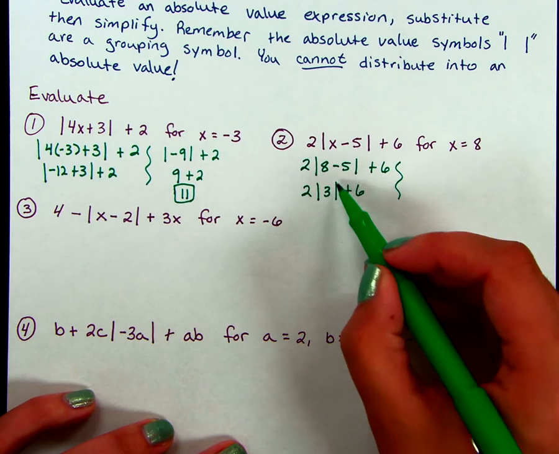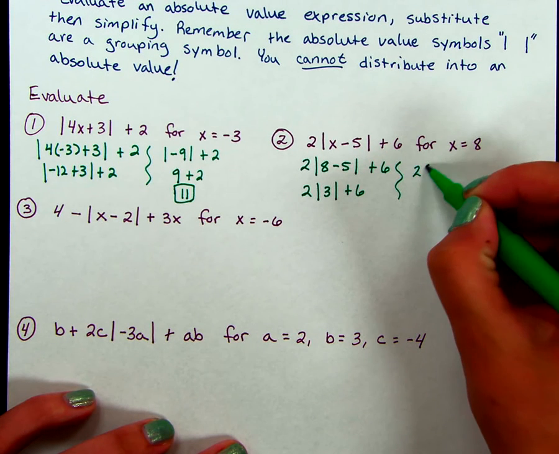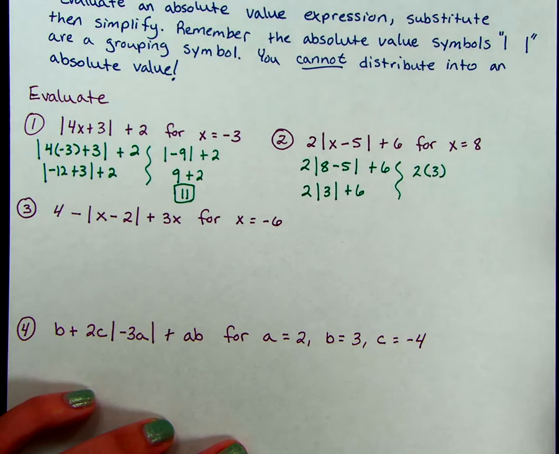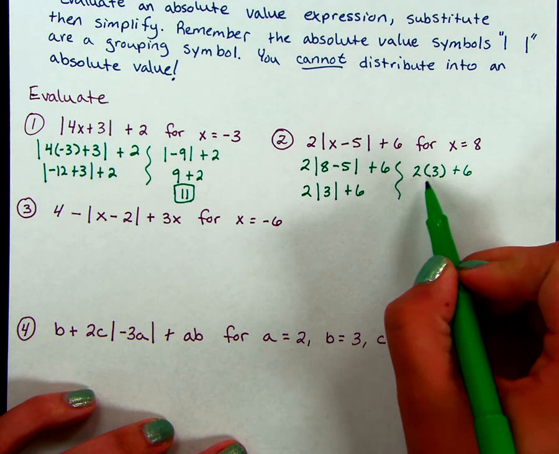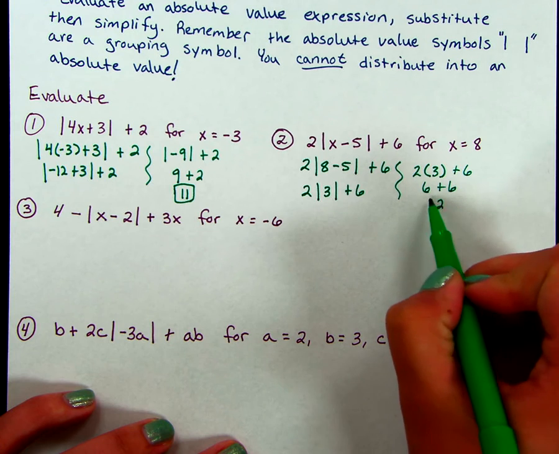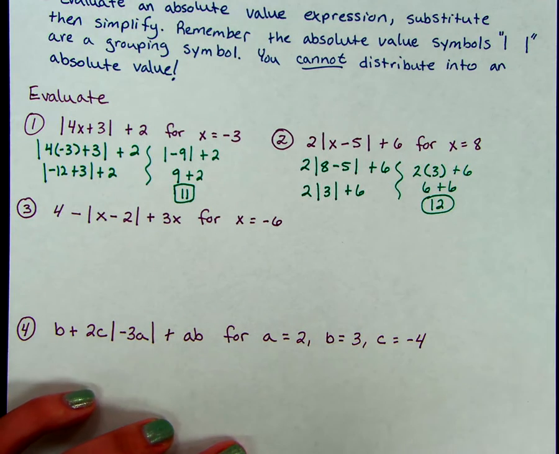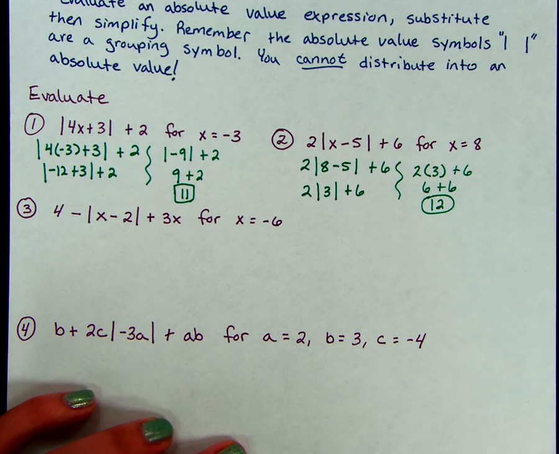So now this is going to switch to be parentheses because we've taken the absolute value of it. So 2 times 3 in parentheses plus 6. 2 times 3 is 6. And then if we add another 6 to it, we get 12 for our final answer. So again, you are not allowed to distribute into that absolute value sign. It's not going to get you the same answer every time. In some cases, yes, it will work, but in most cases it will not.